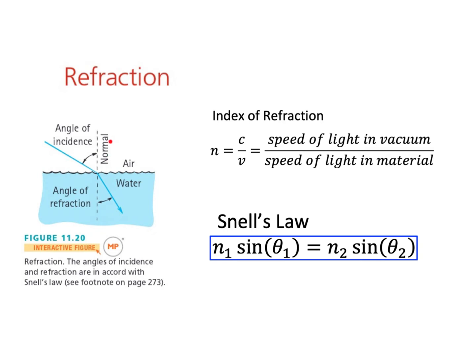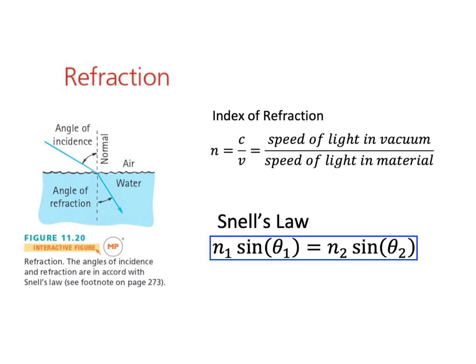It just means perpendicular. So this imaginary normal line is perpendicular to the surface of the water, and I've got the incident ray of light coming in at a particular angle. The angle is to the normal line, and then when it enters the water, it bends. And it bends again to an angle that you would measure to that normal line.